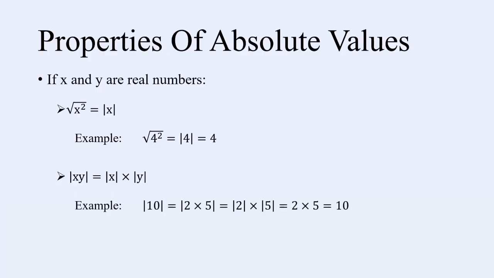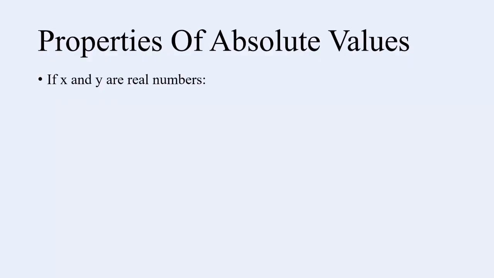For example, the absolute value of 10 is equal to the absolute value of 2 times 5, which is equal to the absolute value of 2 times the absolute value of 5, which is equal to 2 times 5, which is equal to 10. The absolute value of x minus y is equal to the absolute value of y minus x. For example, the absolute value of 1 minus 2 is equal to the absolute value of -1, which is equal to 1.